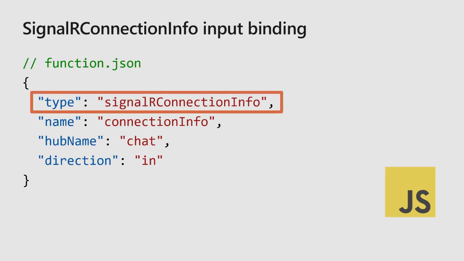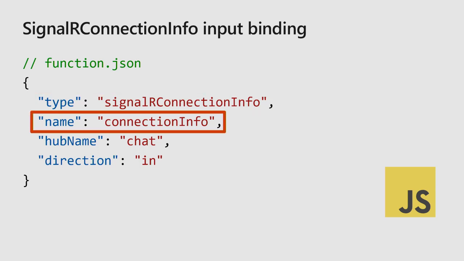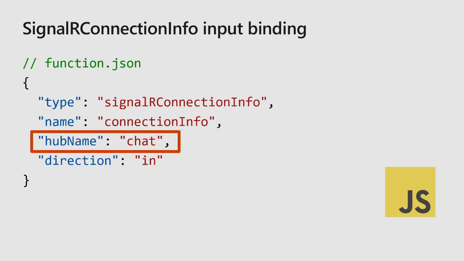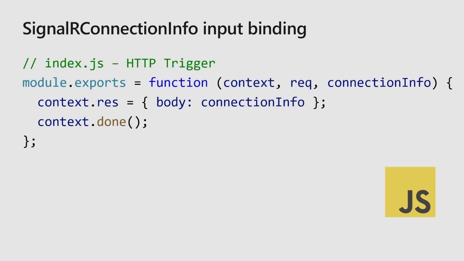So let's take a quick look at how it all fits together. So this is a JavaScript function. If anyone has seen JavaScript functions before, it comes in kind of two pieces. The first one is the function.json, where you define all the bindings. So you would define a binding called SignalR connection info. Give it a name. SignalR has a concept of hubs. So in a single SignalR instance, you can actually have multiple hubs. You can think of them as namespaces. So in this case, we're generating connection information to connect to a hub named chat.